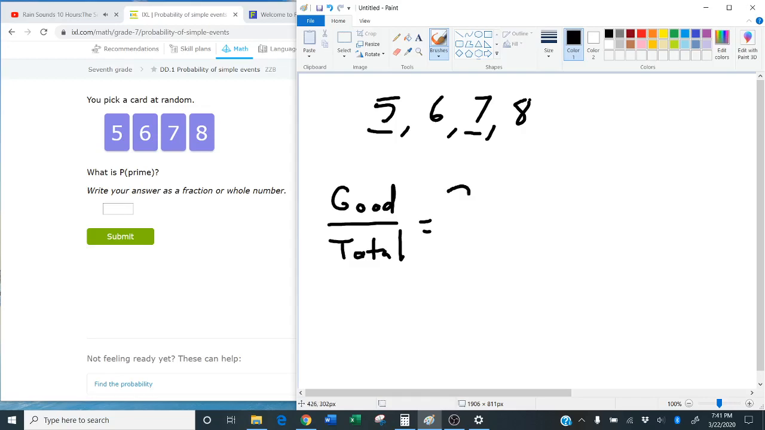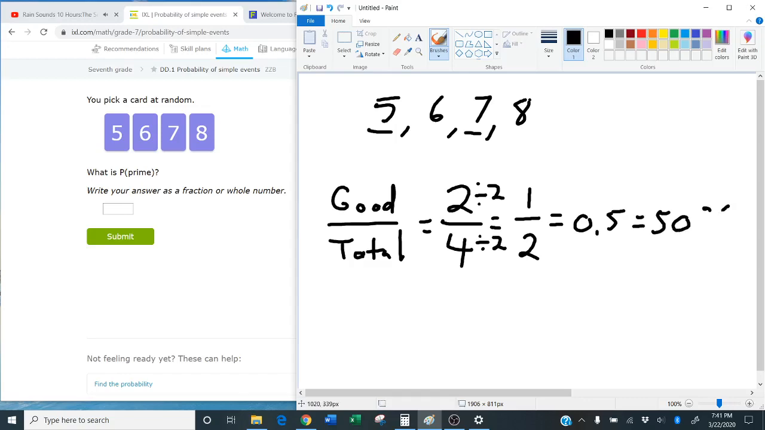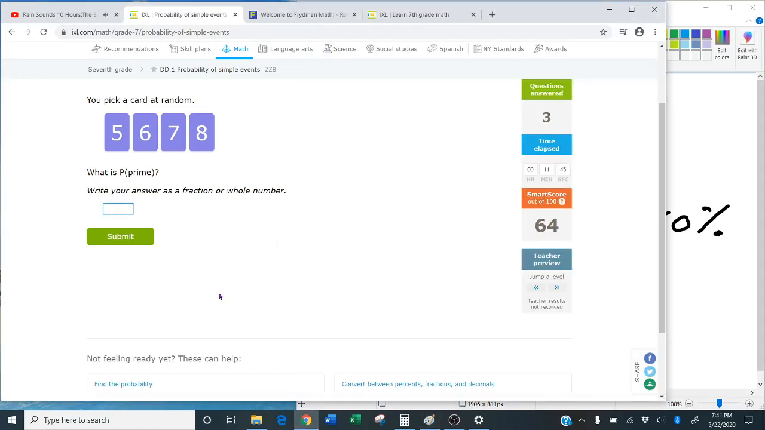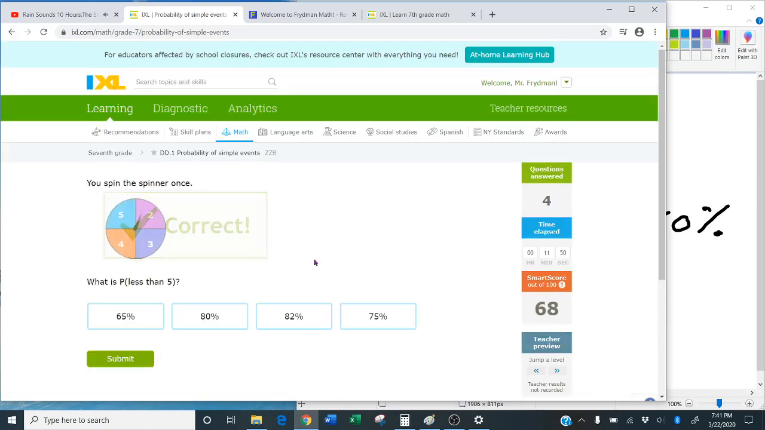So I have 2 good numbers over 4 total numbers. 1, 2, 3, 4. And we could reduce that also. I could divide both of these by 2 to get 1 over 2. This, again, is equal to 0.5 or 50%. Okay, but it's okay, actually, if we just put this in as 2 over 4. There we go. Let's try another one.